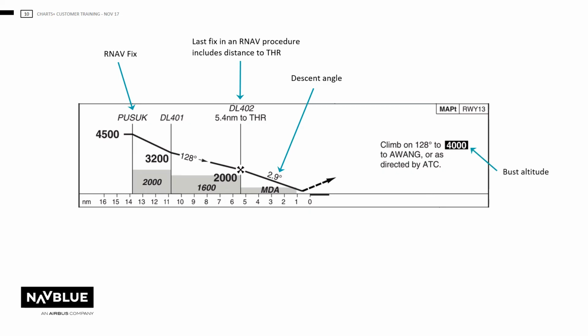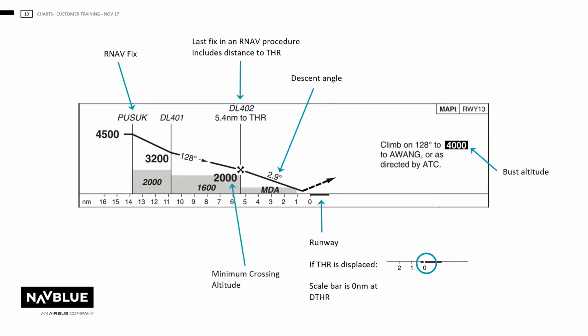Here is an example of how NavBlue will present a bust altitude in the missed approach text. The runway symbol in the profile is shown like this. If the threshold is displaced, NavBlue will show the symbol with a small gap as shown here. If the minimum crossing altitude and obstacle altitude are the same, the italics text will be omitted.